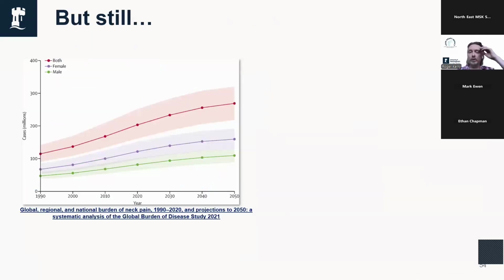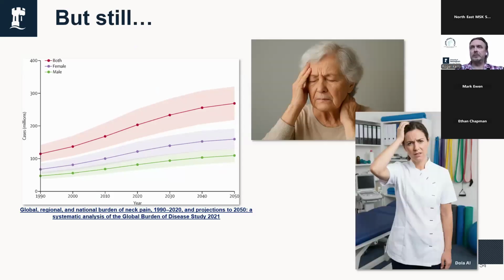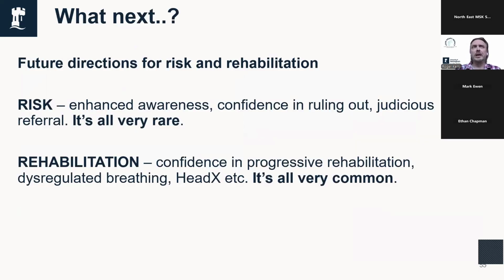Even with all this, there is still an increase in prevalence of all this stuff and a predicted further increase. So we still need to think harder about what we're doing for people with neck pain. We still need to be scratching our heads. I think there's a few future directions. Risk, and if we split it into risk and rehabilitation, risk, as long as we kind of tune in with what we've been talking about this evening, that's fine.